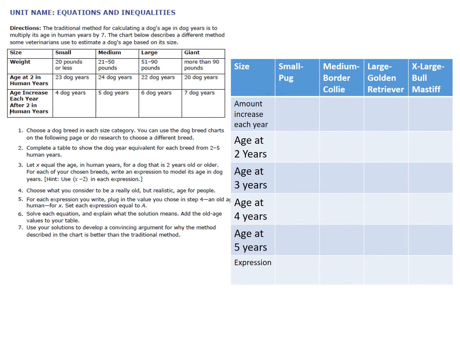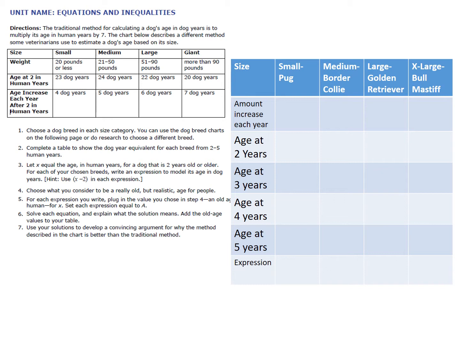So on this slide, we're going to look at number 1, 2, and 3. Number 1, choose a dog breed in each size category. You're going to use that table on the last slide or on page 2 of your directions to solve this one. You're going to list those at the top of your table like I did here. We're going to complete the table to show the dog year equivalent for each breed, from age 2 to 5 years old.